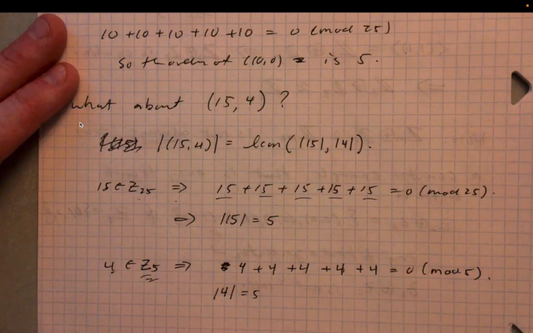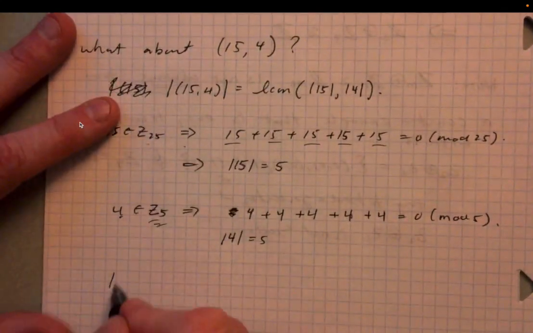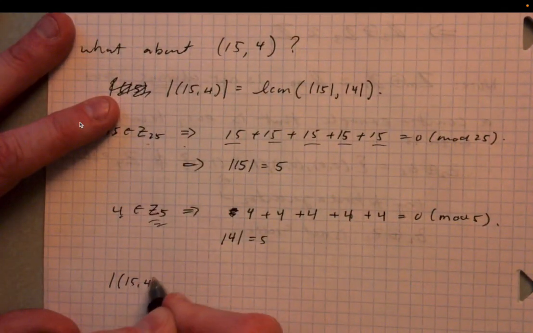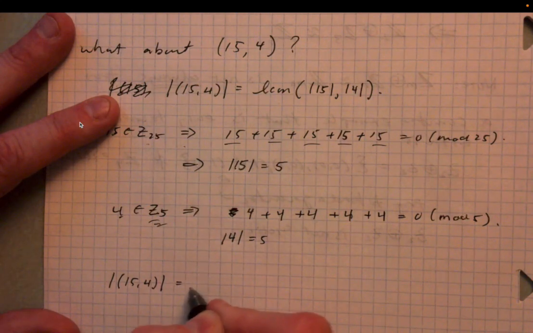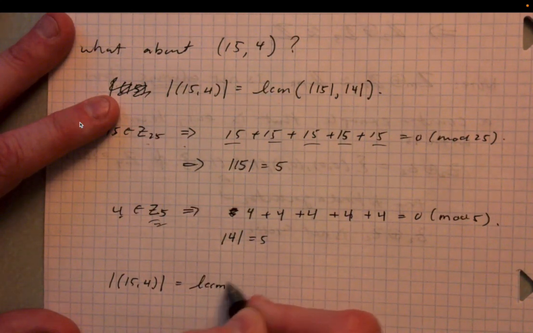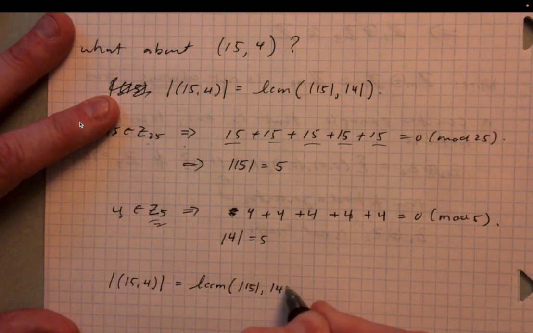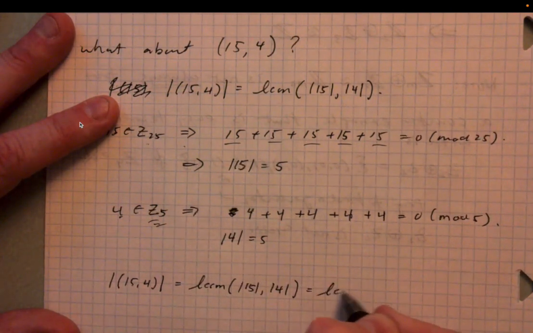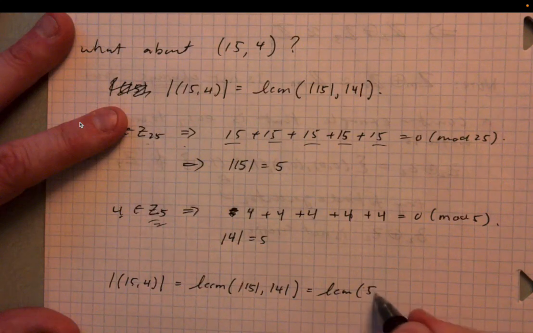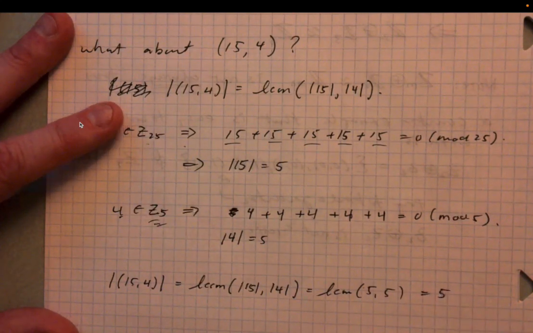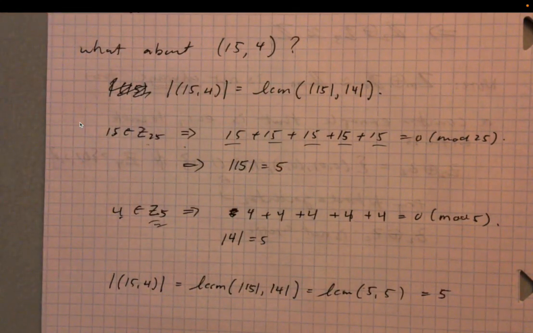So that means the order of 4 is equal to 5. Okay. And so the order of the overall element, (15, 4), is equal to the least common multiple of the order of 15 and the order of 4, which is the least common multiple of 5 and 5, so obviously the order is 5 again. Okay. Perfect. All right, so pretty straightforward.